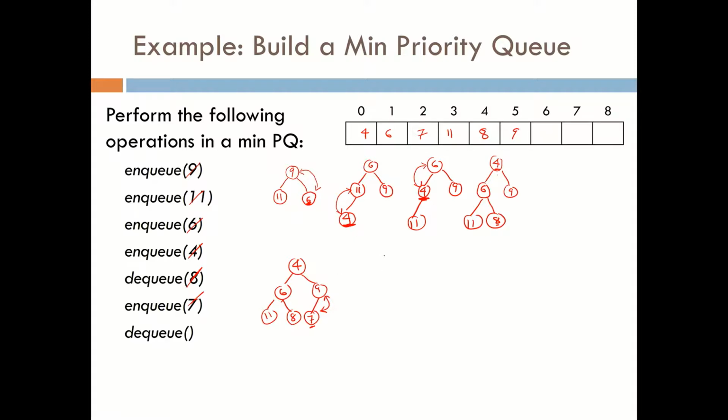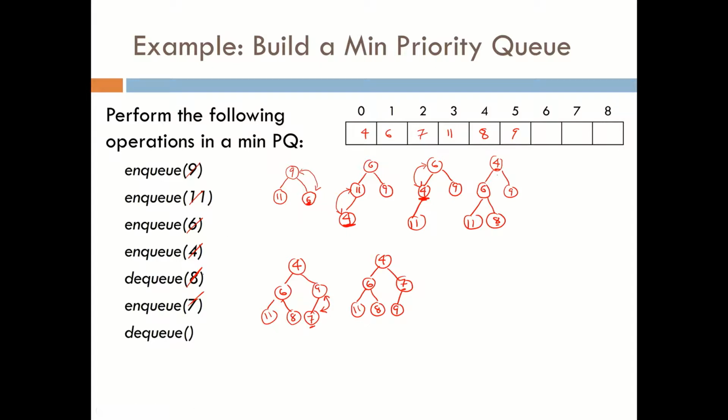Okay, and let's redraw. The 11, and here's an 8 here, and the 9 was swapped with the 7, so it is now here, and we're continuing to heap up the 7. We ask, is the 7 less than or equal to its parent, the 4? It is not, so the heap up terminates, and now our array is 4, then 6, then 7, then 11, then 8, then 9. And our tree is 4, then 6, then 7, then 11, then 8, then 9.